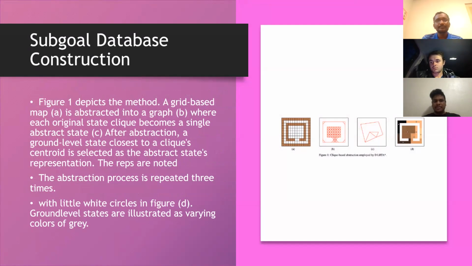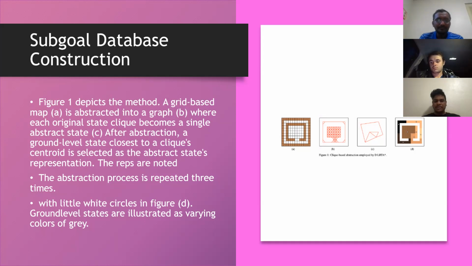They have discussed sub-goal database construction. In this technique, which was shown in figure 1, after converting the grid-based map, then in figure A, to a graph, in figure B the graph is actually abstracted such that every clique of original states becomes a single abstract state. The process is repeated. In figure C, the ground level state that is closest to the centroid of the clique is selected as a representative of the abstract state.